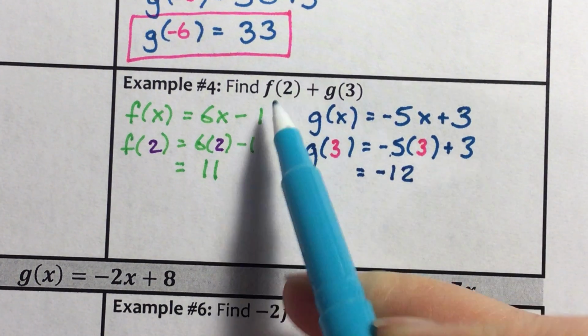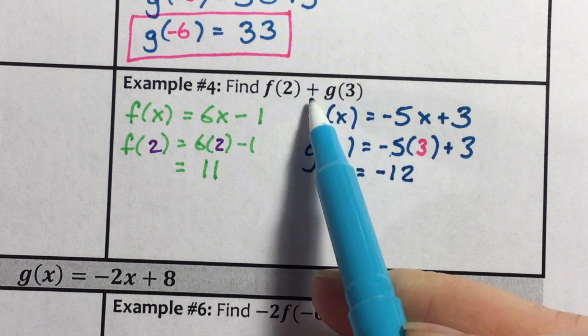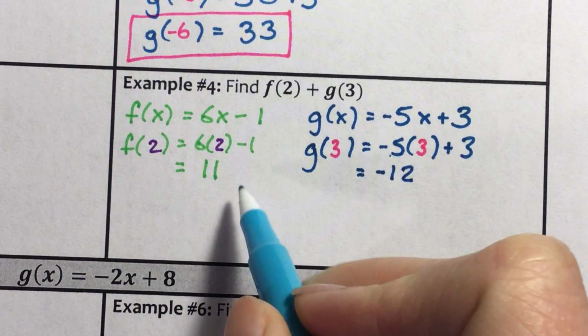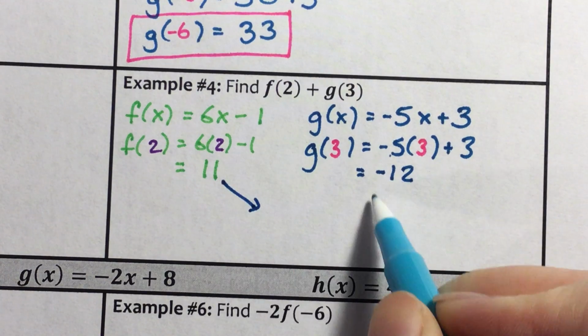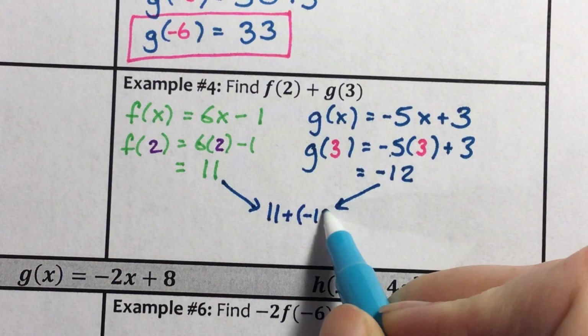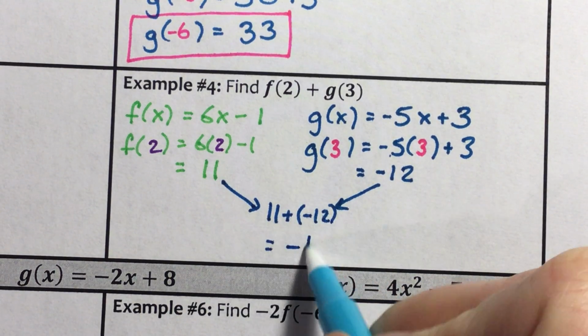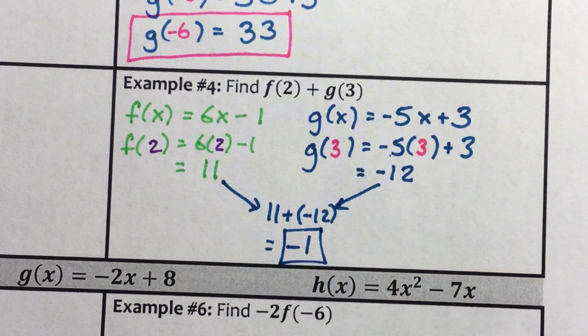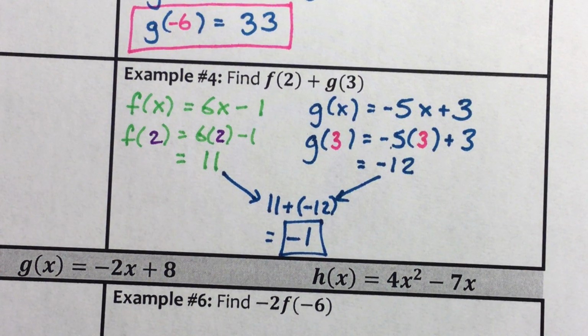Okay. Now the problem said, what is f of 2 plus g of 3? So we're just going to take these two answers and add them together. 11 plus negative 12, which is negative 1. So you can do other operations with your answers besides just having the answer to begin with.